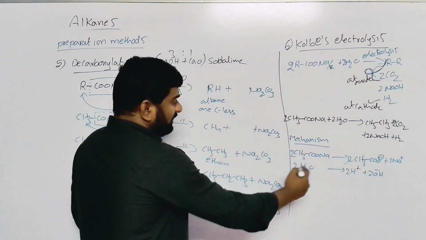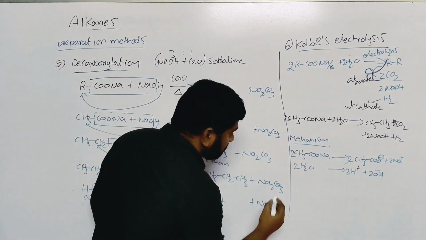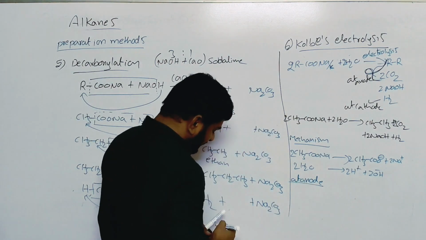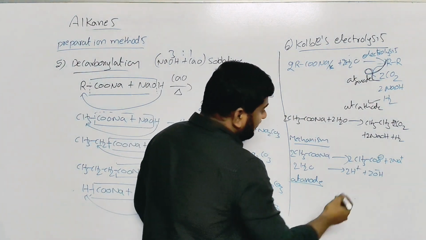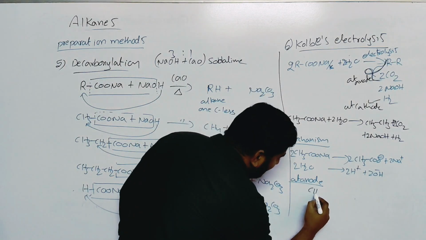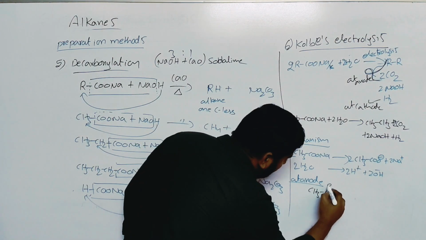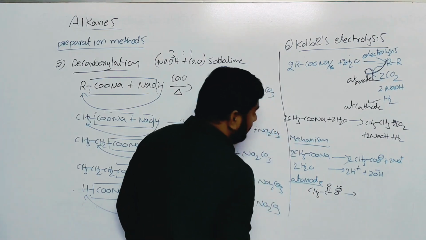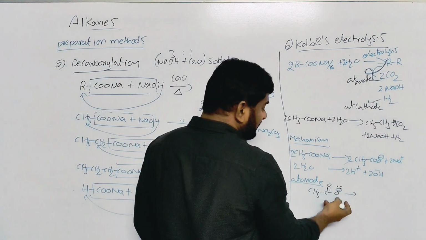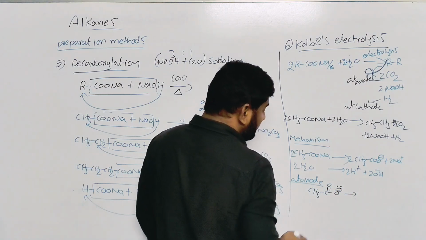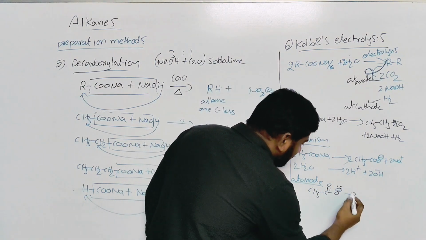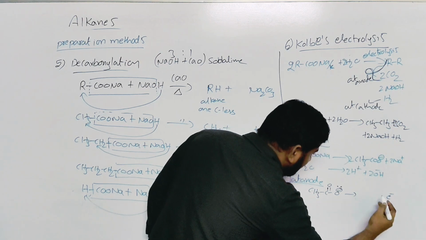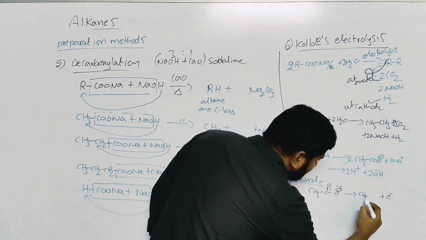Next, what is happening at the anode? Negative ions will come to the anode: CH3-C(=O)-O minus. The minus means an extra electron, because one electron already belongs to the oxygen atom and the extra electron gained gives the negative charge. Here the extra electron is lost, so one electron is removed.